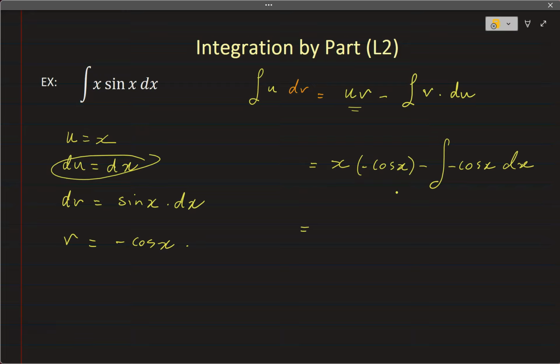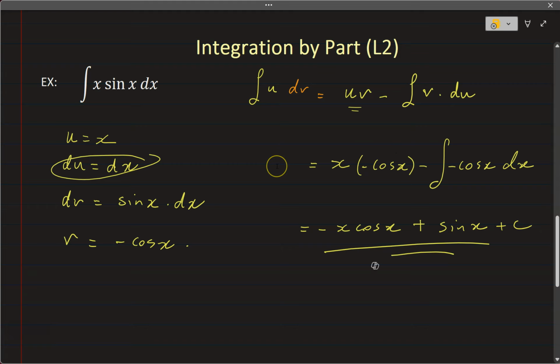Excellent. Now we're going to polish that. That's negative x cos x. Negative and negative, that's positive. And the integral of cos x, that's sine x. And then plus c. This is your final answer. Okay? Simple as that. Now let's look at another question.